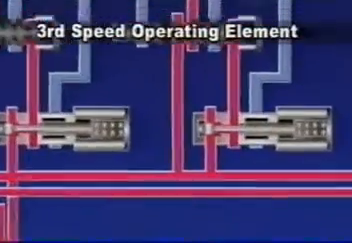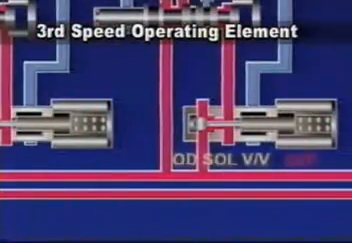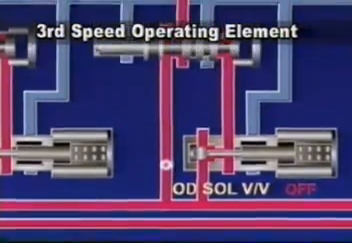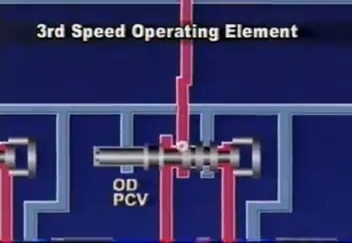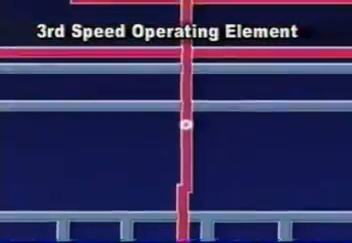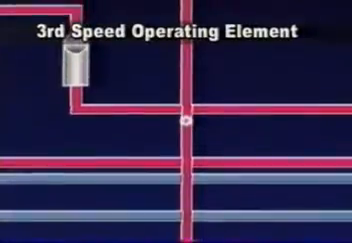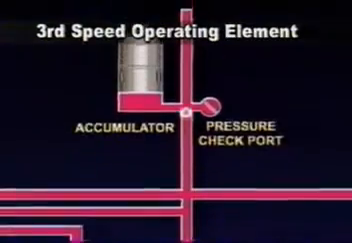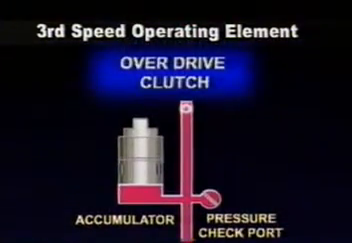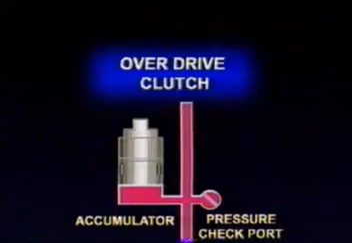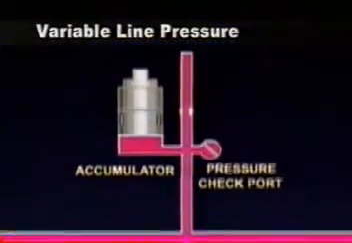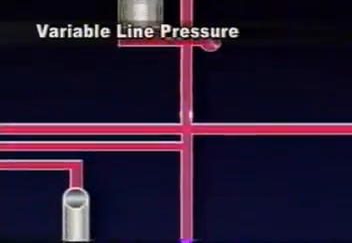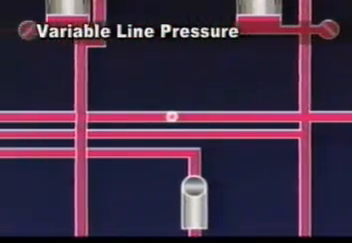Oil pressure generated from the oil pump is adjusted by regulator valve. Then it is supplied to operating element overdrive clutch through the overdrive clutch pressure control valve and overdrive clutch accumulator. As shown in the figure, flow path of overdrive clutch is connected with the left oil pressure chamber of switch valve.